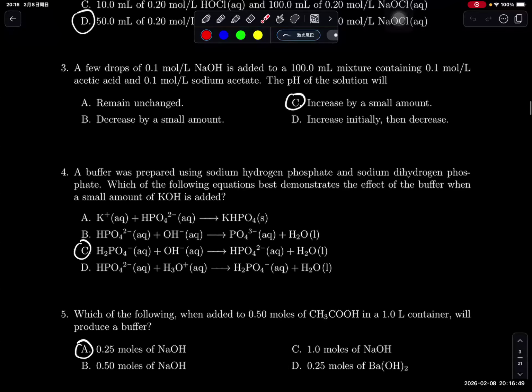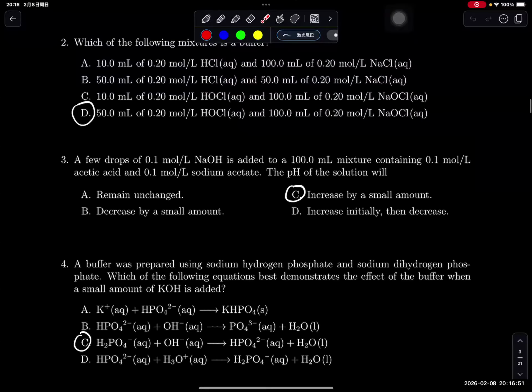Question three: a few drops of 0.1 mol per liter of sodium hydroxide is added to a 100 ml mixture containing 0.1 mol per liter acetic acid and 0.1 mol per liter of sodium acetate. The pH of the solution will increase by a small amount. Okay, because we form a buffer with sodium acetate. Acetate ion is the conjugate base of the weak acid, acetic acid. They are in equal concentration, so you are at the best performance. 0.1 mol per liter sodium hydroxide isn't a very concentrated disturbance, right? So it's going to be buffering.